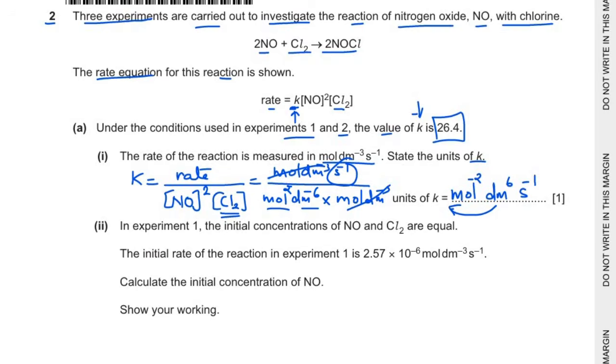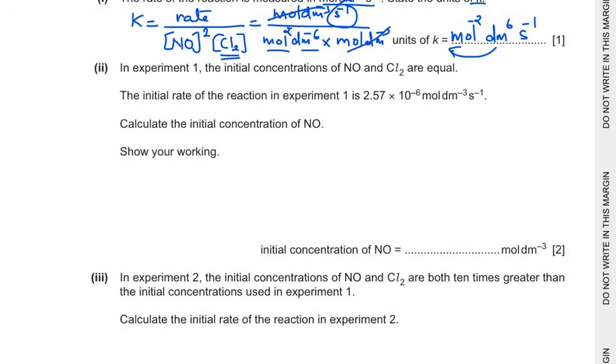So what's the next part? Next part 2 here. In experiment 1, the initial concentration of NO, nitrogen monoxide, and chlorine are equal. The initial rate of reaction in experiment 1 is 2.57 into 10 power minus 6 moles per dm cube per second. Now this is about initial concentrations being equal, it's written, and the initial rate is given. Now calculate the initial concentration of NO, show your working.